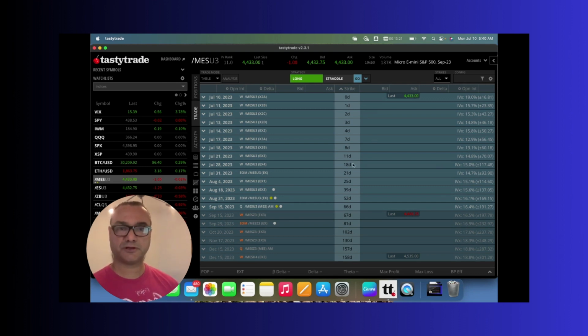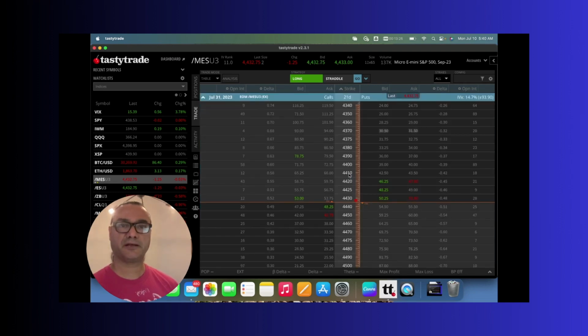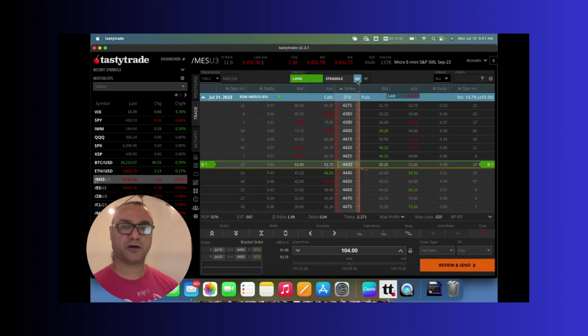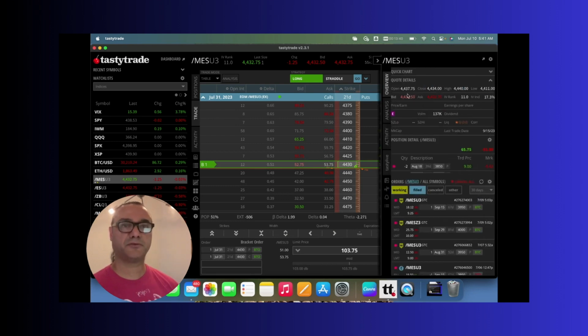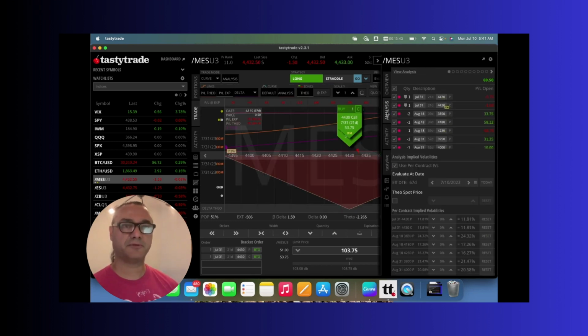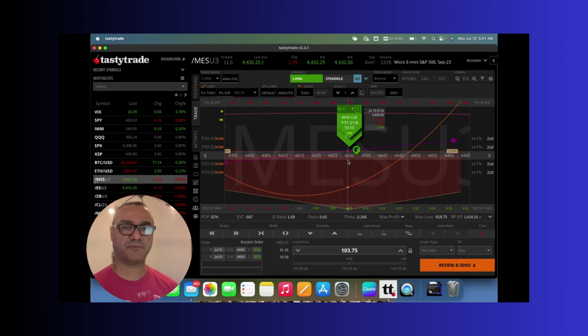Let's go out, it doesn't much matter, 21 days, and I'm going to create a straddle, which is buying an at-the-money put and an at-the-money call. And let's take a peek at the analysis tab and view what this looks like. So I have some positions on in the mess. I got a mini mess in the mess. Let me highlight the straddle I just constructed, and we're going to view the analysis tab here.